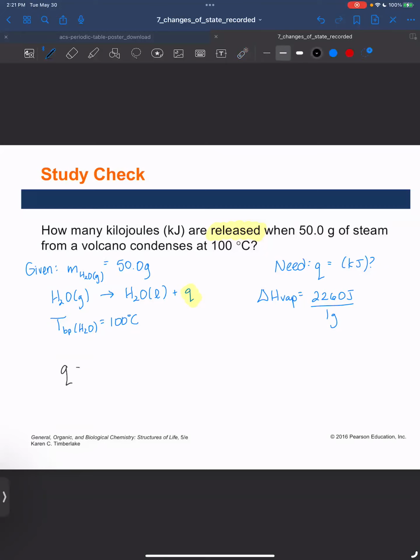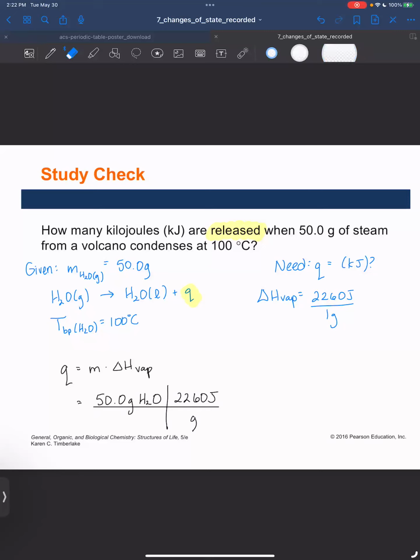So Q, the heat energy associated with a state of matter change, in this case from a gas to a liquid, is equal to mass times the enthalpy, or the heat of vaporization here, because we're dealing with condensation, which is just the reversible process to vaporization. And so this is equal to 50 grams of water as steam. And we want to condense that water. It's going to require 2,260 joules per gram.